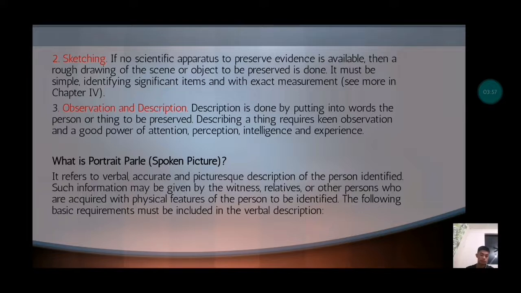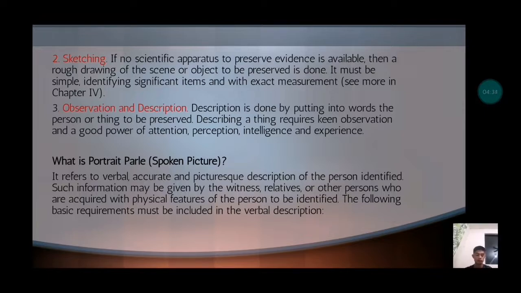observation and description. Description is done by putting into words the person or thing to be preserved. Describing a thing requires keen observation and a good power of attention, perception, intelligence, and experience. It must cause vivid impressions on the mind of the reader, a true picture of the thing described. The use of portrait parle may be used.